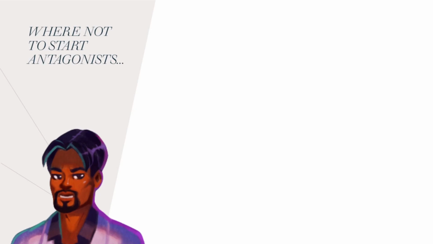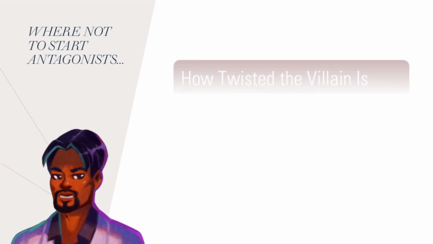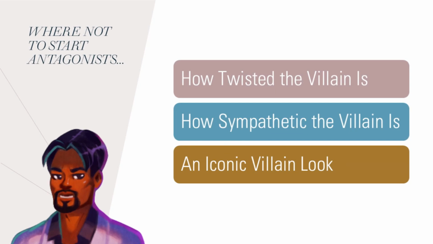Let's talk about where most writers go wrong when building villains. They start with how twisted the villain is, or how sympathetic they are, or how iconic they look in a trench coat while brooding in the rain. They obsess over aesthetics, backstories, moral ambiguity, all the flashy stuff that looks good on a mood board, but falls apart the second it hits a story that actually demands structure.